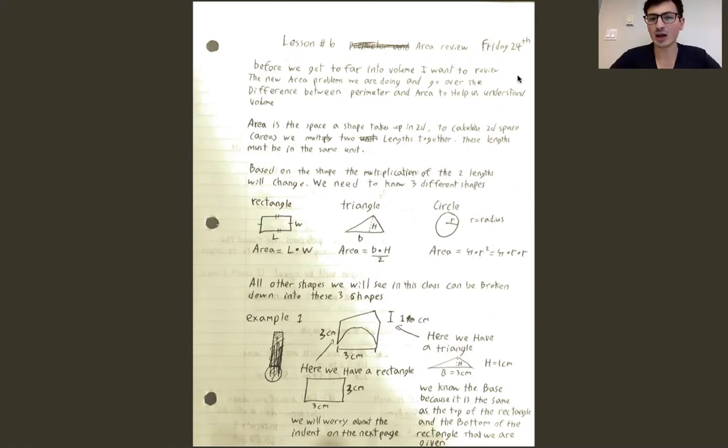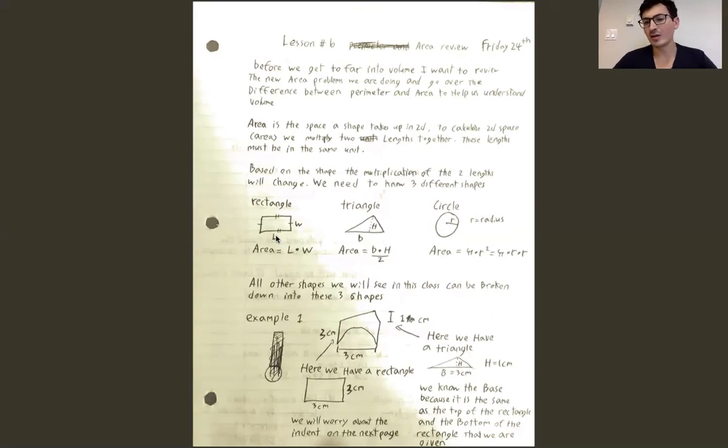So when we're finding our areas, we're going to be using three main shapes: a rectangle, a triangle, and a circle. These three shapes are going to help us solve our area problems for everything that we're going to be doing. Our rectangle is going to have two dimensions, a length and a width. The width is going to be the length of two sides, and the length is going to be the length of the other two sides.